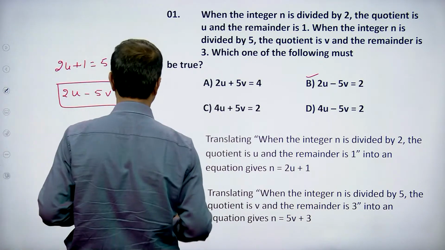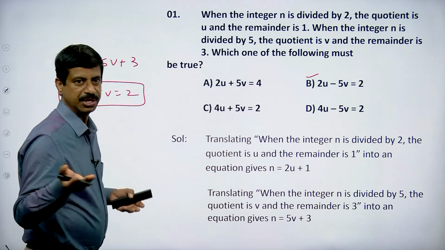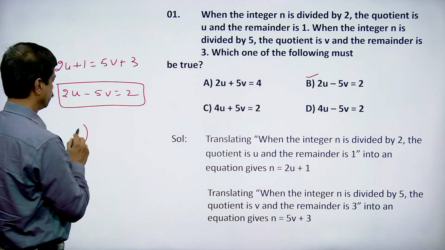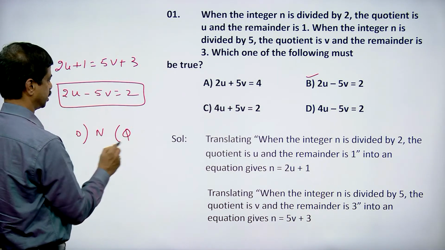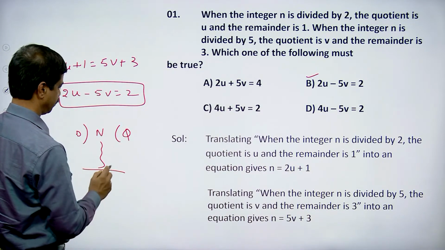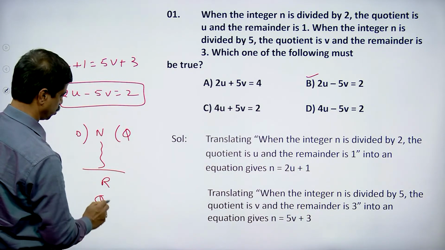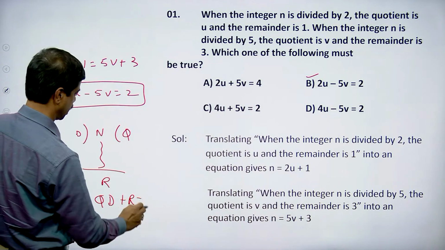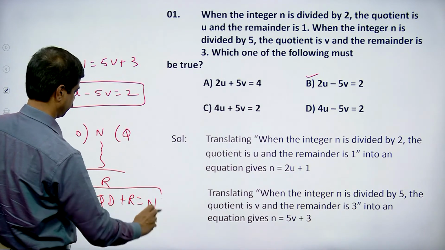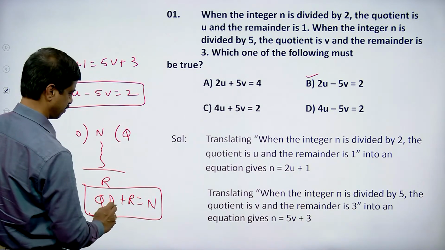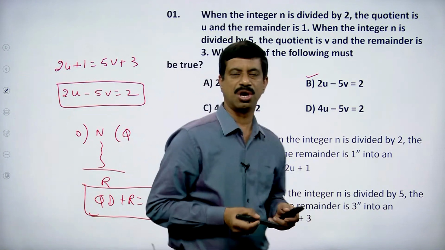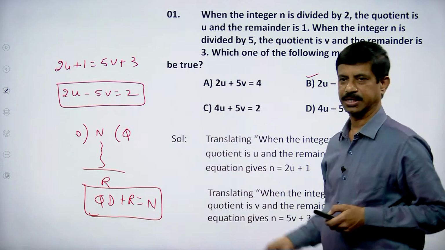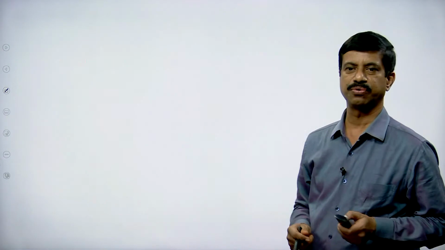So, children, of course we all know this, there is nothing new. Divisor, number, quotient, remainder. So, this is q into d plus r equal to n. This is the logic. Quotient into divisor plus remainder equal to the number. So, this is the logic I have used. So, we get it, right, children? So, let us move to the next question.